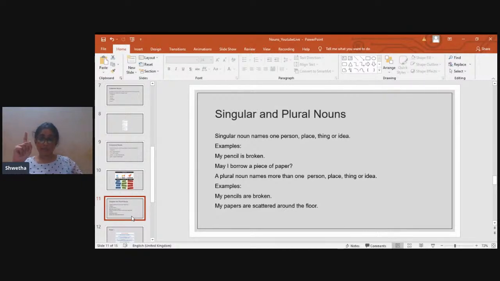One thing. A plural noun means more than one person, place, thing, or idea. More than one, many. My pencils are broken. My papers are scattered around the floor. Pencils, now, pencils are many. Papers, many papers. We also have some rules associated with singular and plural. So let's look into that.